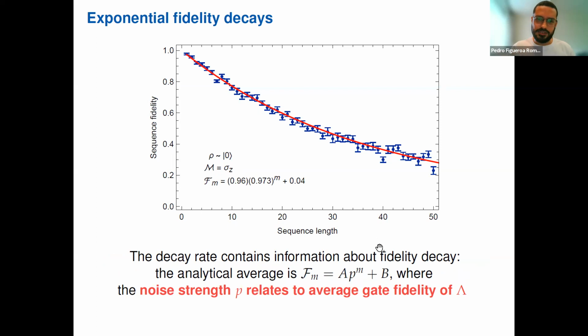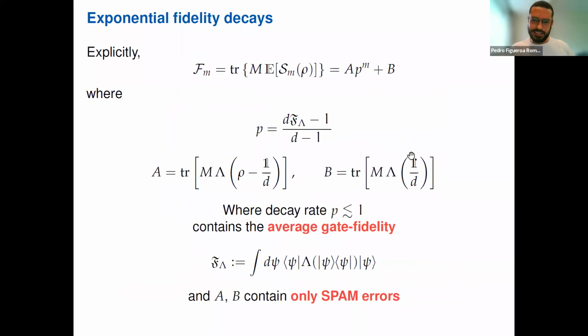And it's very nice because then you can analytically evaluate the average of that sequence of noisy gates, and you get some profile for the ASF, which looks like this. Here p is just some parameter between 0 and 1, and it relates to the average gate fidelity of lambda. So that parameter p captures the average gate fidelity of the noise. Now, explicitly, the expressions look like this. This p parameter contains the average gate fidelity F in here. This d is just the dimension that you would be considering.